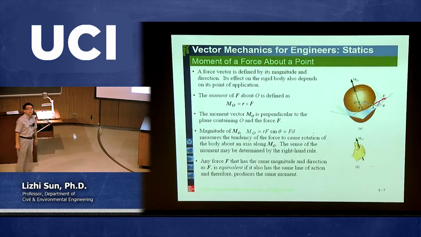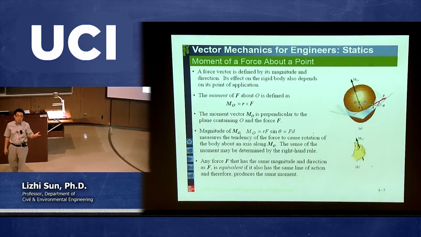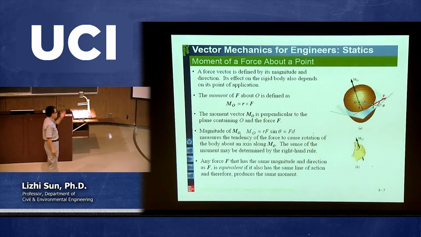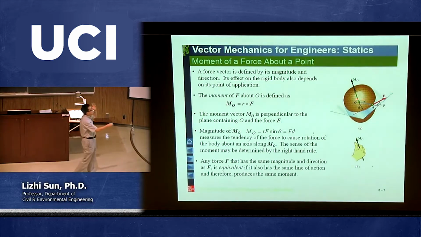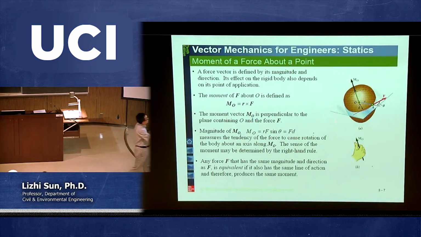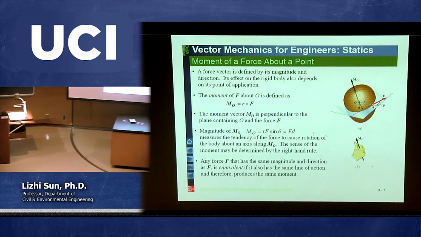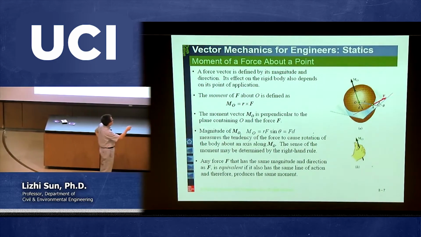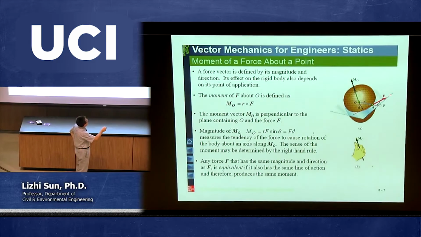Now, let's get back to the first kind of moment we want to introduce, which is called the moment of a force about a point. Okay, so again, going back to look at this original picture, we have a rigid body here in three-dimensional setting. We have a force acting at a certain point A. This is a force. Now, what is the moment of this force about point O?